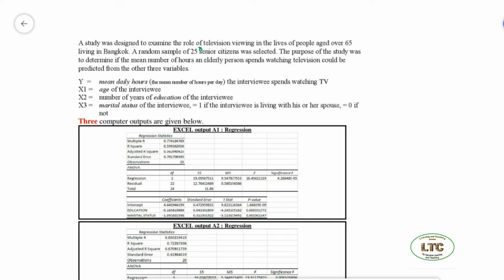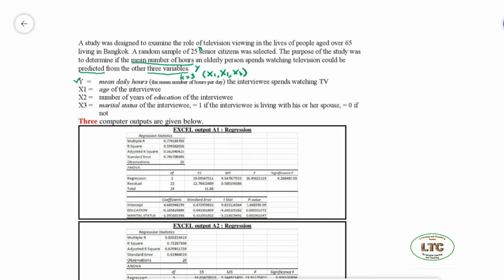The purpose of the study was to determine if the mean number of hours an elderly person spends watching television could be predicted. So the predicted variable is mean number of hours, y. Here also, from the other three variables, so we write the number of predictors is 3. Usually you denote them by x1, x2, x3.